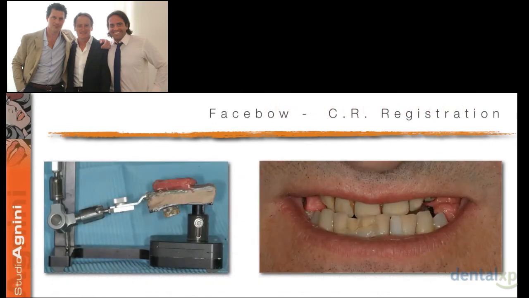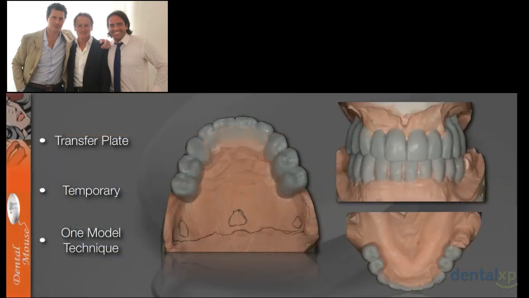In order to do that, we need to give Luca some information, like the vertical dimension, so that he can start working on the wax-up. From that wax-up come the surgical stent and the radiological stent, but from the same model we're also going to have the first temporary, and from that we're going to have the final restoration. So we see that we are basically at the same point.